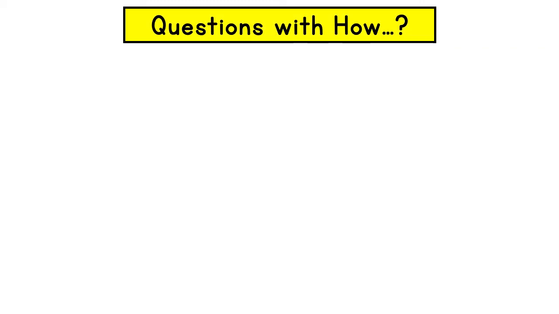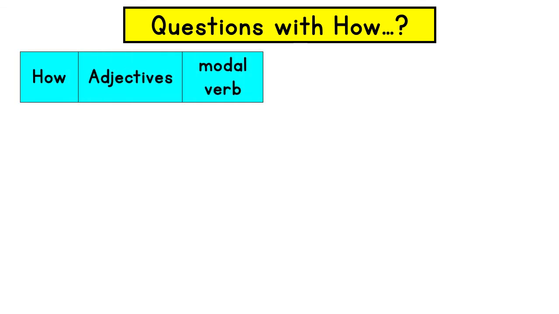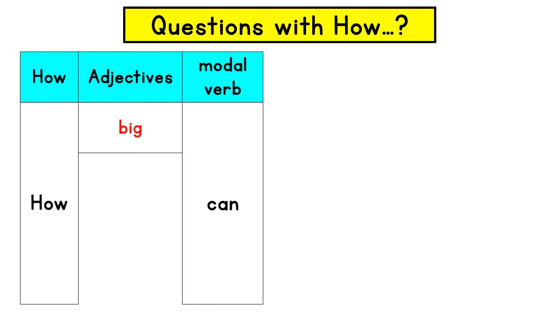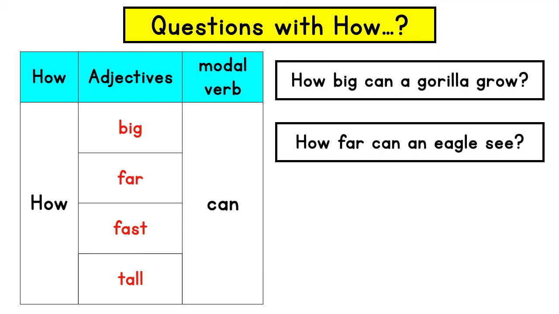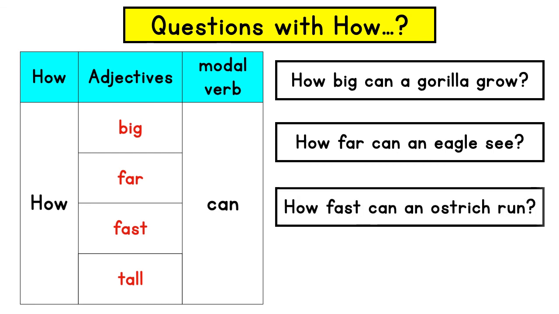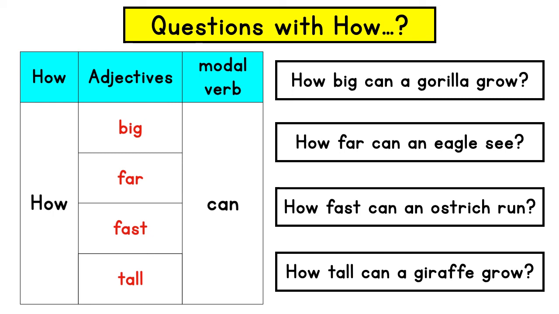Let me give you more examples on asking about ability. How big can, how far can, how fast can, how tall can, for example. How big can a gorilla grow? How far can an eagle see? How fast can an ostrich run? How tall can a giraffe grow?